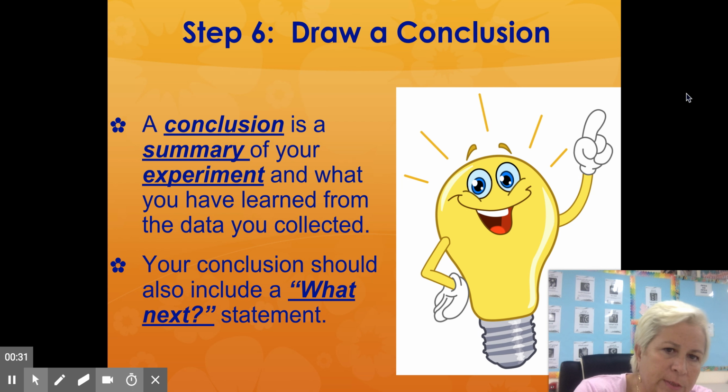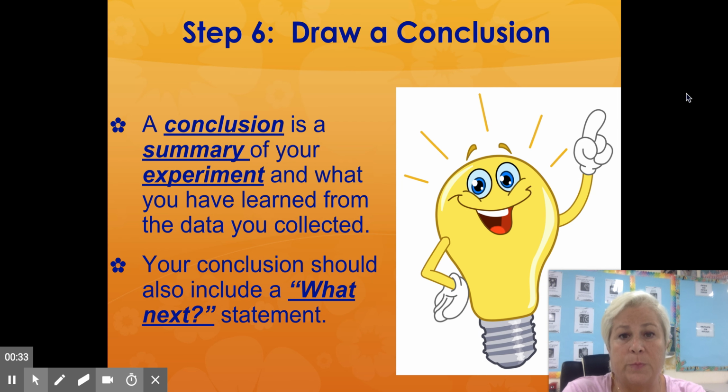Now, the conclusion statement, we're going to follow a specific format, and I will be giving you that in class. I'll be giving you access to kind of a checklist for what you need to include in a conclusion statement. But a conclusion statement for an experiment is basically a summary of the experiment that tells your reader what you learned, like what your hypothesis was.